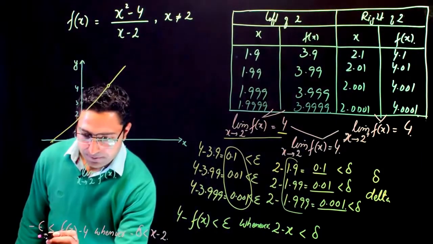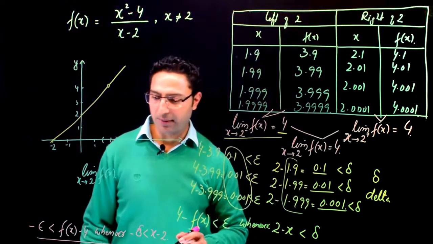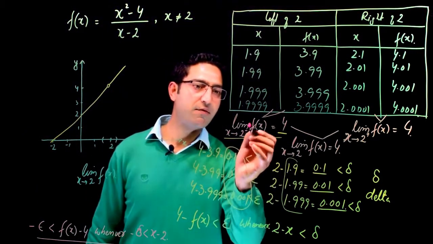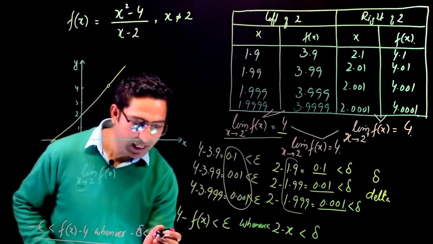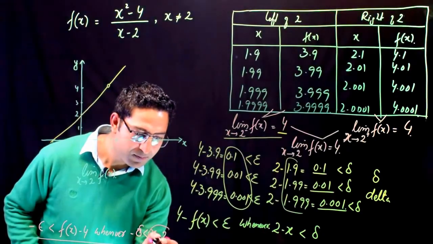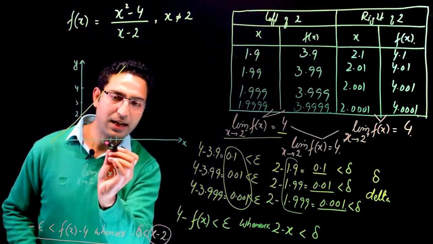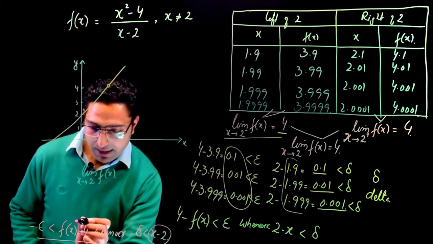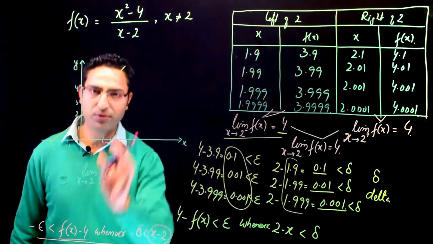So this thing gives the epsilon delta definition of left hand limit. Left hand limit says that whenever x approaches 2 from the left, f(x) goes to 4. This also says that whenever we take x's which are close to 2 at a distance less than delta, then these f(x)'s get close to 4 such that the distance between f(x) and 4 is less than epsilon.